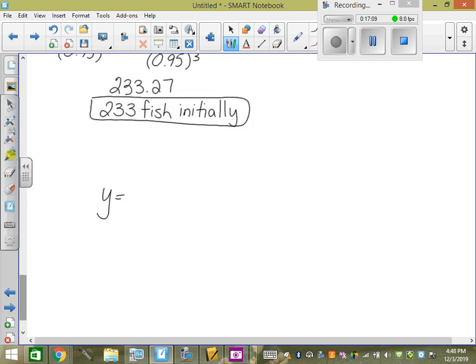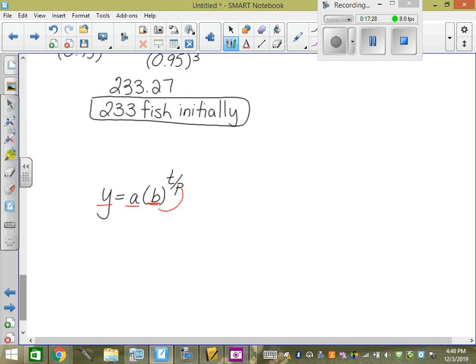It gives it to you as y equals a b to the t over p. Like I've told you before, don't get stuck on what the variables are because it doesn't matter. We just need to know that this is final, this is initial. If it's doubling, b is 2. If it's tripling, b is 3. If it says it has a half-life, b is a half.